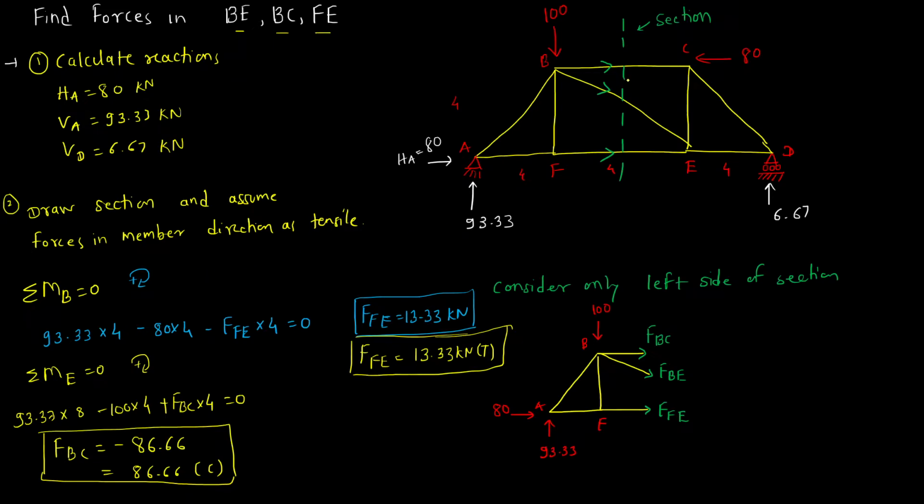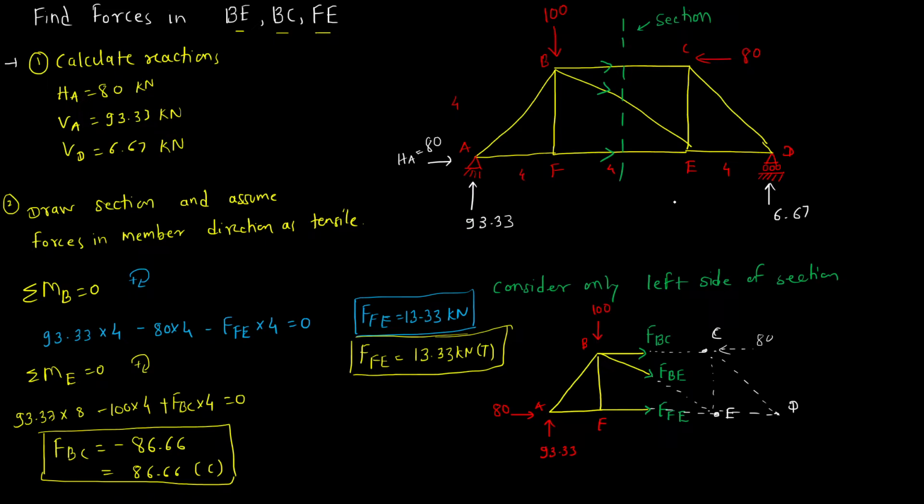Now once we draw the section, we will consider only the left hand side portion of the section. So the left hand side portion, you can see I have drawn it here. The remaining portion is not necessary. If I draw it with a dotted line, this is point C. This is point E. And these are the remaining things. Everything on the right hand side is of no use. We are only considering the left hand side portion.